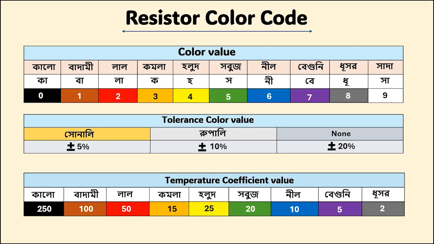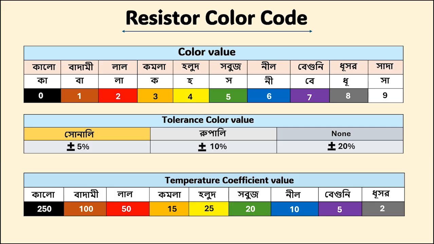Now we will see the color codes of the resistor. We can see a chart on the screen. Here is the chart called color value. In this chart, first there is black, then brown, then red, and finally there is white. So for black we get 0, for brown we get 1, for red we get 2. In this way we get 9 for white. These are the values of each color. Later we need these values for the calculation. We can see the tolerance color value in the next chart.